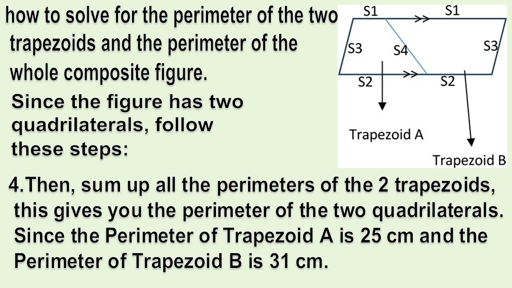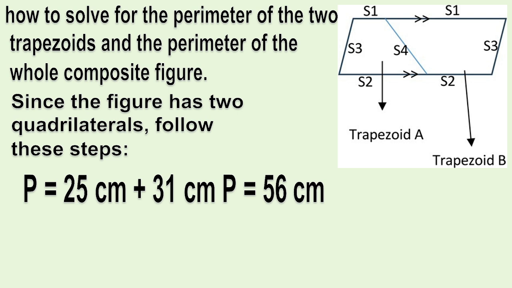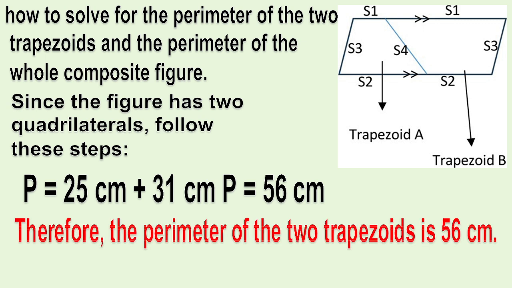Then, sum up all the perimeters of the two trapezoids. This gives you the perimeter of the two quadrilaterals. Since the perimeter of trapezoid A is 25 centimeters and the perimeter of trapezoid B is 31 centimeters, perimeter equals 25 centimeters plus 31 centimeters. So, 25 plus 31 equals 56. Therefore, the perimeter of the two trapezoids is 56 centimeters.